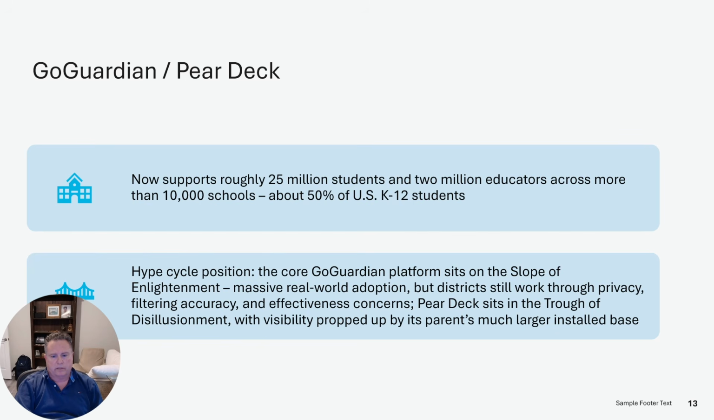Their hype cycle position: the core GoGuardian platform sits on the slope of enlightenment. There's massive real world adoption, but districts are still working through privacy, filtering, accuracy, and effectiveness concerns. PeerDeck sits in the trough of disillusionment, with visibility propped up by its parent's much larger installed base.